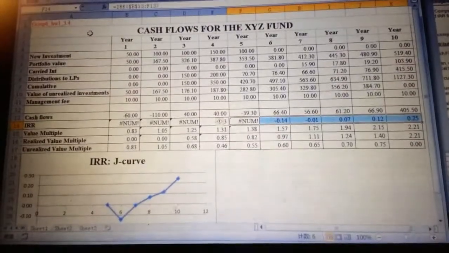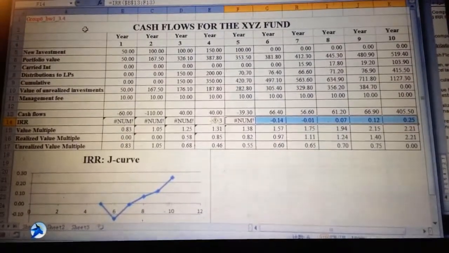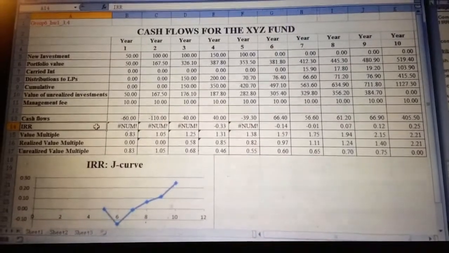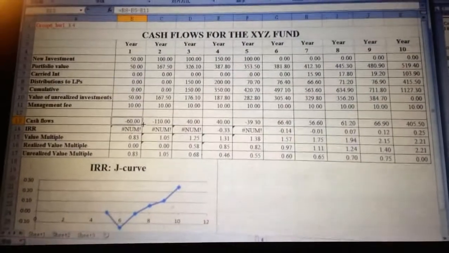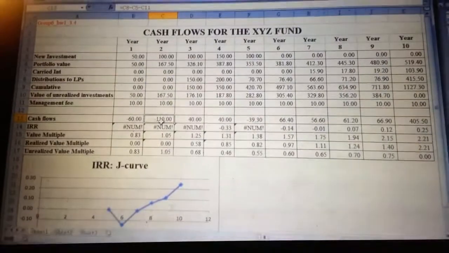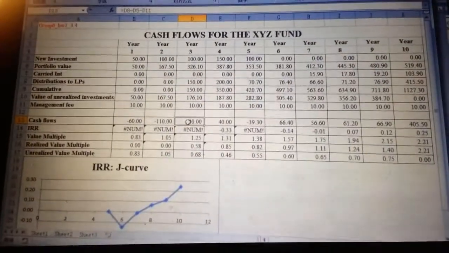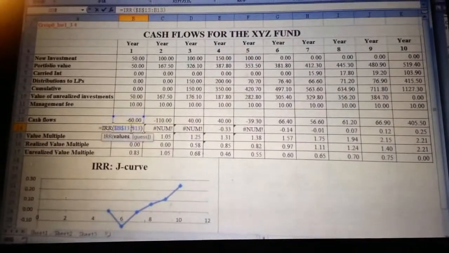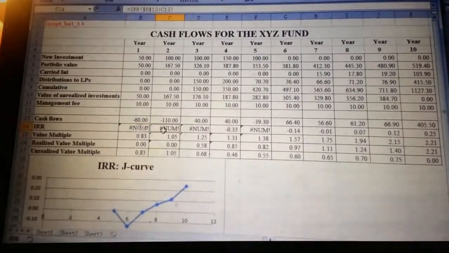This is the answer to homework 1, question 3.4 from Group 6. In order to find the internal rate of return for XYZ fund, we first need to calculate the cash flow for each period. So, using the formula shown on the screen, we can find the cash flow for each period from year 1 to year 10. Using the Excel formula for IRR, we can then find the IRR for each period.